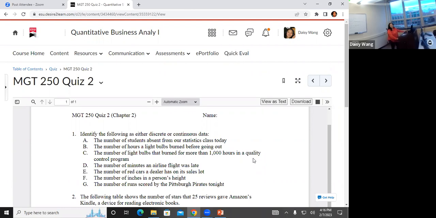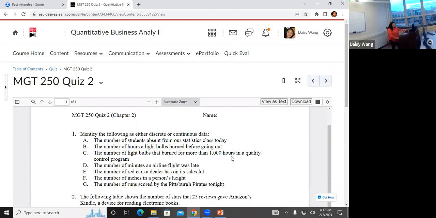Discrete, yeah, because we cannot have a decimal point, right? And then the number of hours a light bulb burned before going out. So this will be continuous, yes, because the light bulb wouldn't just go off after 1 full hour, right? And then the number of light bulbs that burned for more than 1,000 hours in a quality control program.